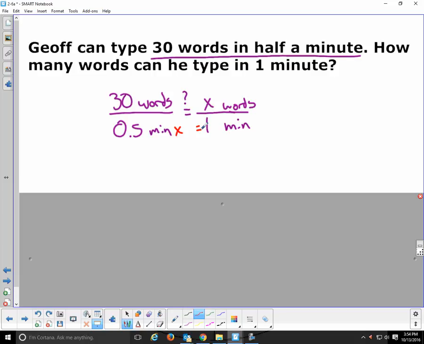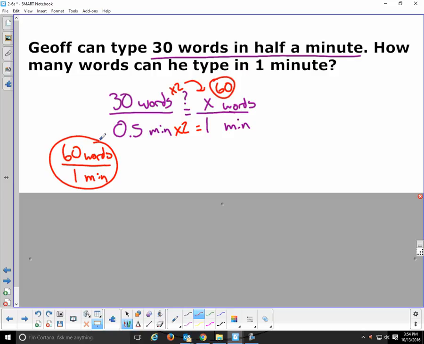2 halves is 1 whole, so I know that 0.5 times 2 would equal 1. That means that since these are equivalent fractions, equivalent ratios, 30 times 2 would have to be 60 words. So my solution, how many words can he type in 1 minute? He can type 60 words per minute. 60 words per 1 minute.